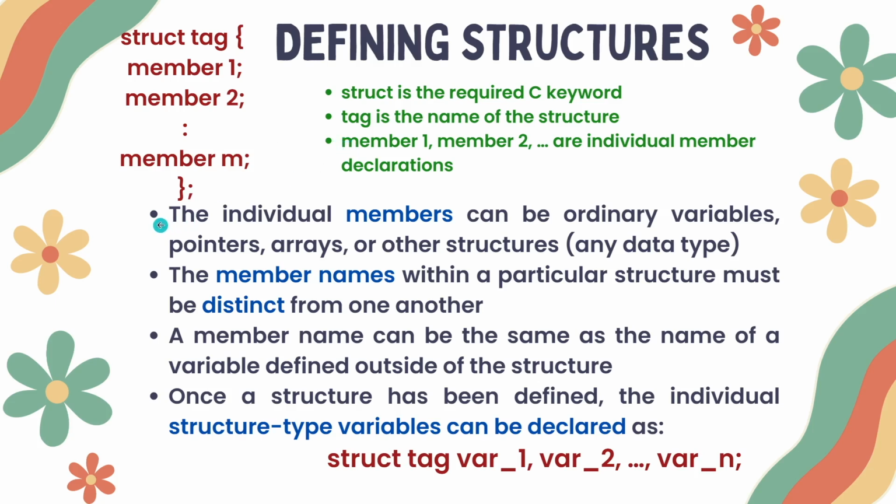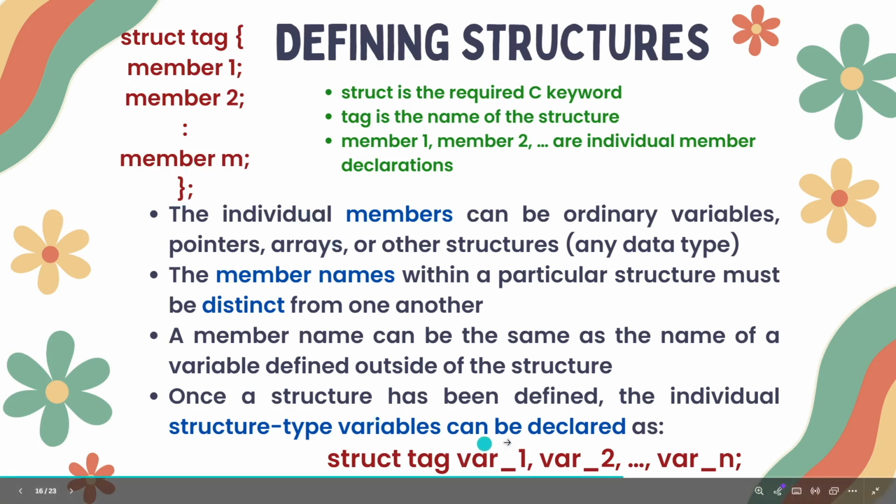And you need to remember that within the structure, members should have different names and they should be distinct from one another. And once we have defined a structure, then we may have to declare variables for this structure. For declaring, we need to specify the struct keyword, its name, and followed by that as many variables as we want to have. So, now every variable will be of this structure type, and in order to access a structure, we will be using the dot operator.